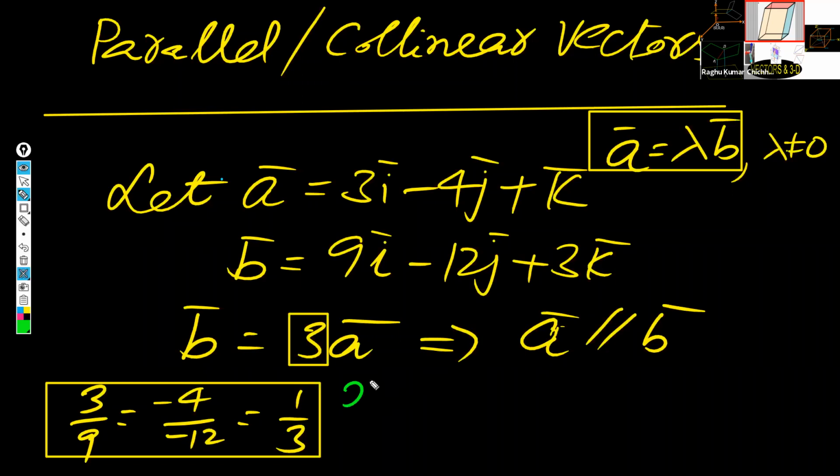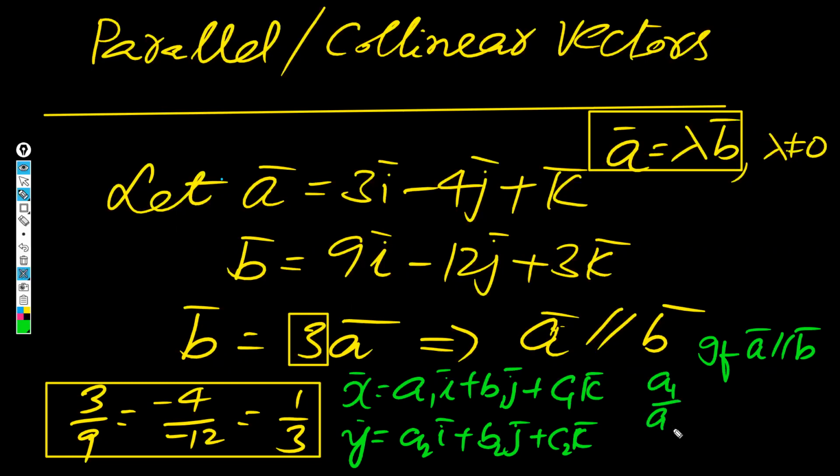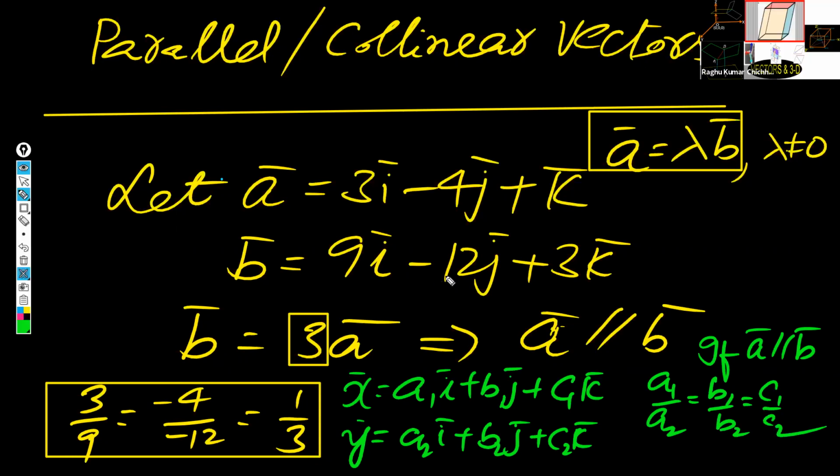Let me say X bar is a vector, which is A1i plus B1j plus C1k, and Y bar is equal to A2i plus B2j plus C2k. Then if X bar is parallel to Y bar, any one of you, tell me what happens then? A1 by A2 equals B1 by B2 equals C1 by C2. This is what you have to understand.